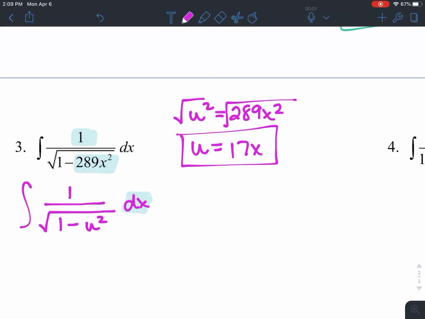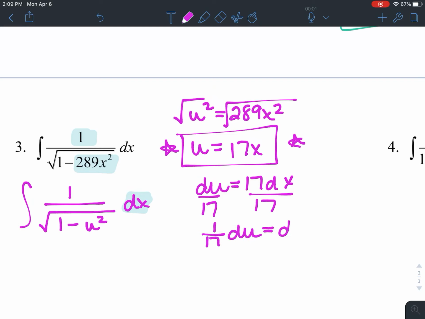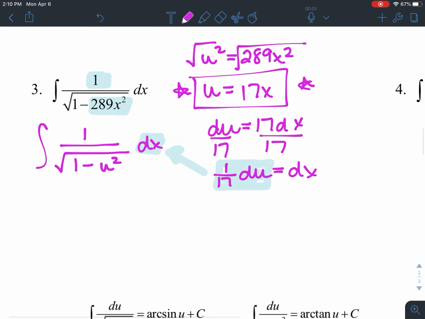This will be important. Now, take the derivative. du equals 17 dx. Divide by 17. 1 over 17 du equals dx. Let's sub this back on in. All right, now I've got the antiderivative. I'm going to put that 1 over 17 in front times 1 over the square root of 1 minus u squared du.